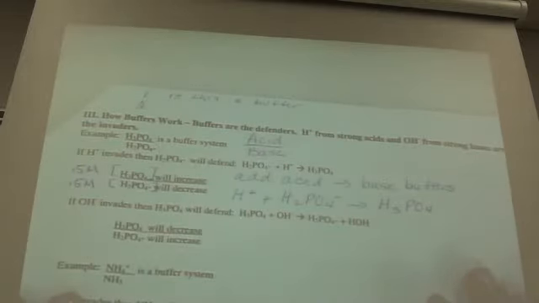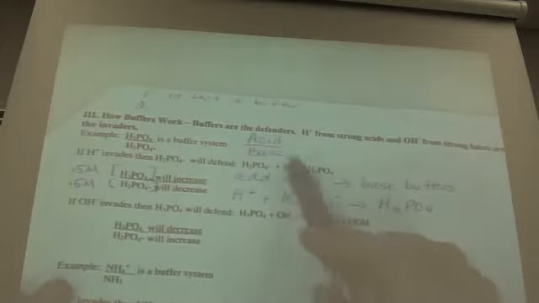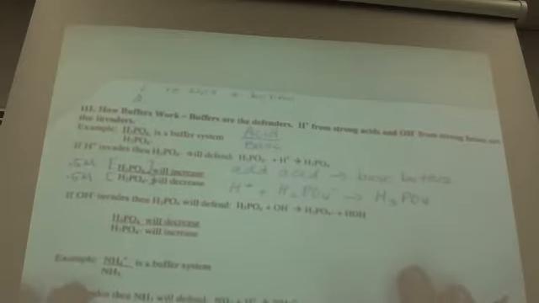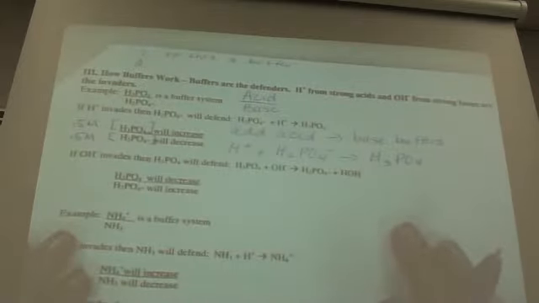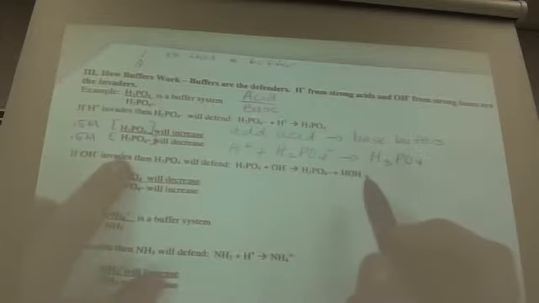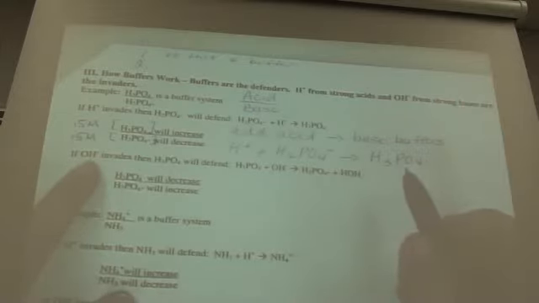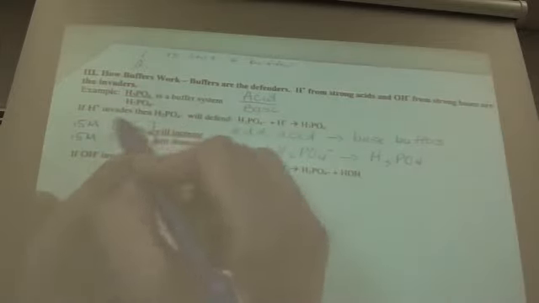What if there's more acid than there is base? Okay, just like in a war, if you had too much of the strong acid, it overruns the buffer system, and the battle is lost. Okay. All right. Now, the other side of this equation is what happens if a strong base is added to this buffer system.